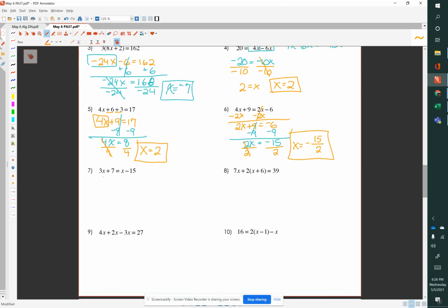Okay, number 7, we have 3x plus 7 equals x minus 15. So let's subtract x from both sides so that we can move it to the left side of the equation. That would give us 3 minus 1 is 2x plus 7 equals negative 15. And then we're going to subtract 7 from each side to give us 2x equals 22. And then we will divide both sides by 2, which will give us x equals 11.